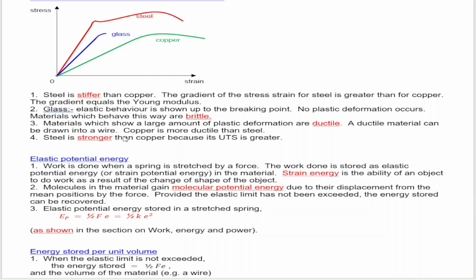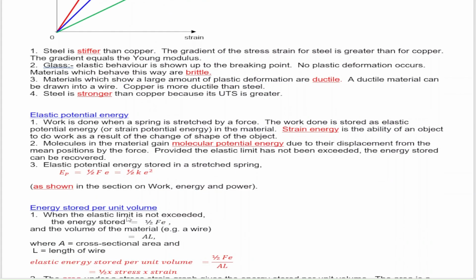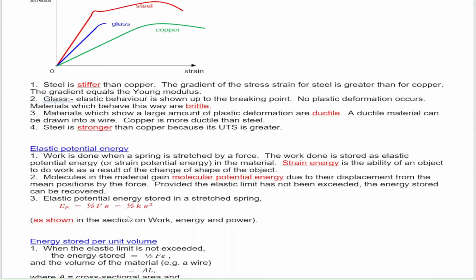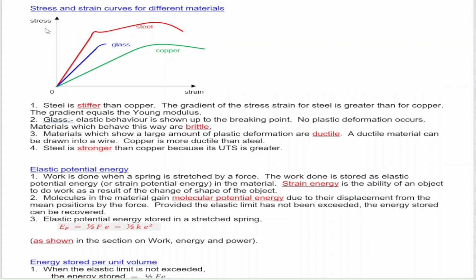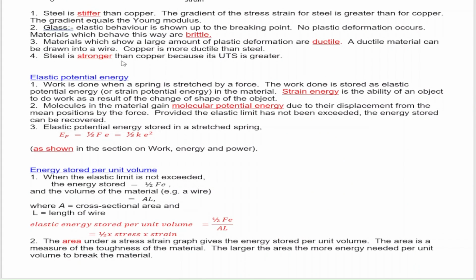Elastic potential energy is just equal to half F times e, which is half k e squared. Energy stored per unit volume: so if you plot a graph of stress versus strain, what you get is the energy per unit volume and not the energy, please. So to get the potential energy, we plot F versus e. So stress versus strain gives you the energy per unit volume.